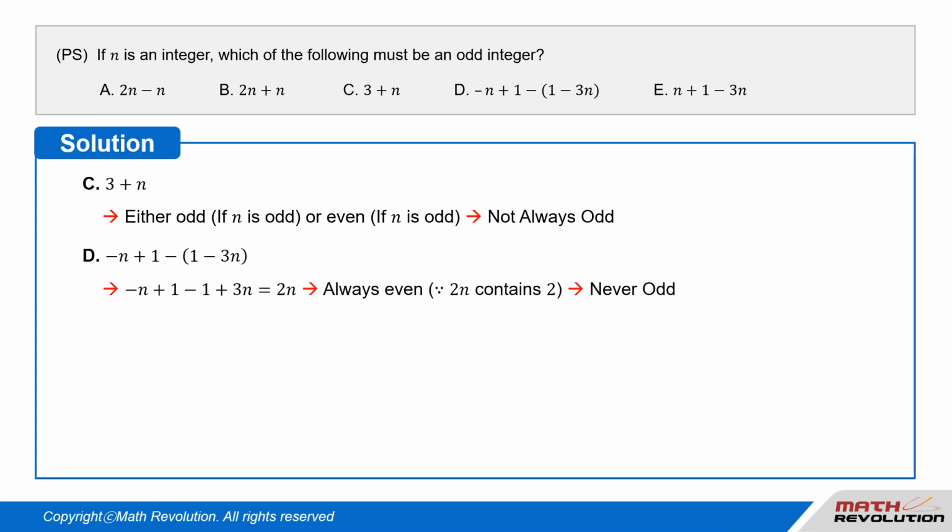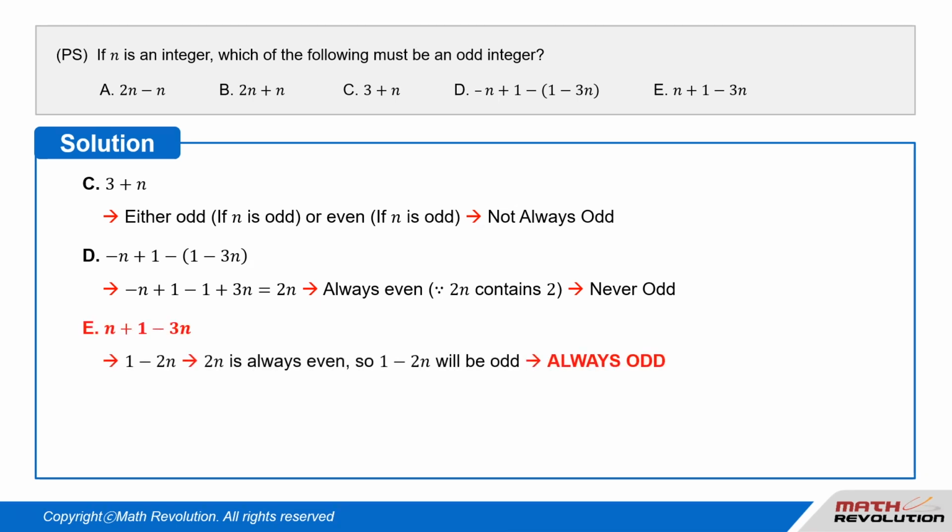D. -n plus 1 minus whole of 1 minus 3 times n. -n plus 1 minus whole of 1 minus 3 times n equals -n plus 1 minus 1 plus 3 times n equals 2 times n. Now, 2 times n will always be even, as the product 2 times n contains the number 2. Thus, this option is never odd.